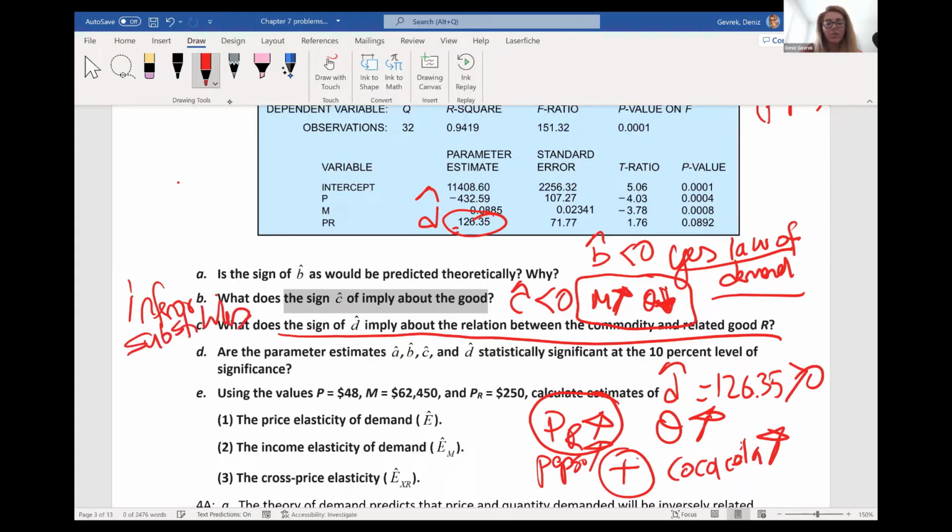Okay. Are our parameter estimates statistically significant at the 10% level of significance? Can you see if they are statistically significant at 10%? 10%.